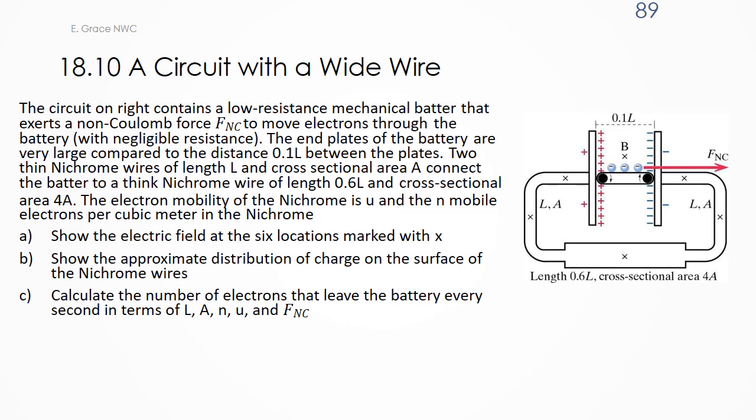The electron mobility of nichrome is U, and N is the mobile electrons per cubic meter in nichrome. So part A, show the electric field at the 6 locations marked with an X. Part B, show the approximate distribution of charge on the surface of the nichrome wires. Part C, calculate the number of electrons that leave the battery every second in terms of L, A, N, U, and force non-Coulomb.